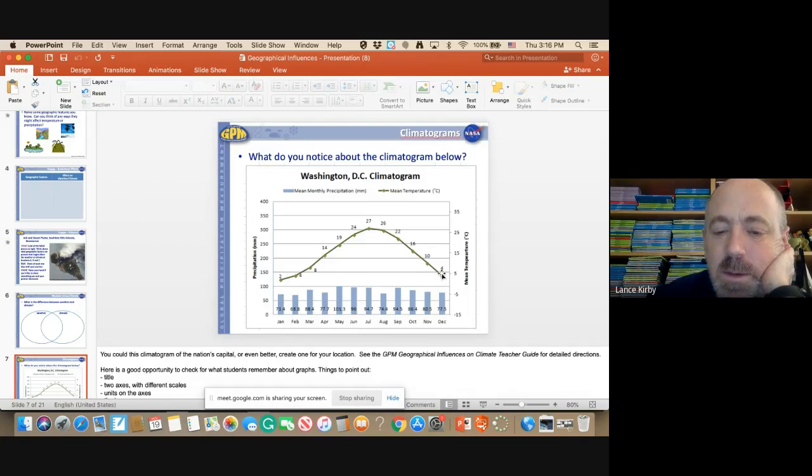So you can see Washington, D.C.'s hottest average month is in July at 27 degrees Celsius. You can see their coldest average month is going to be in January, which makes sense. And then you can see the precipitation down here with their highest month being 101.3 millimeters.